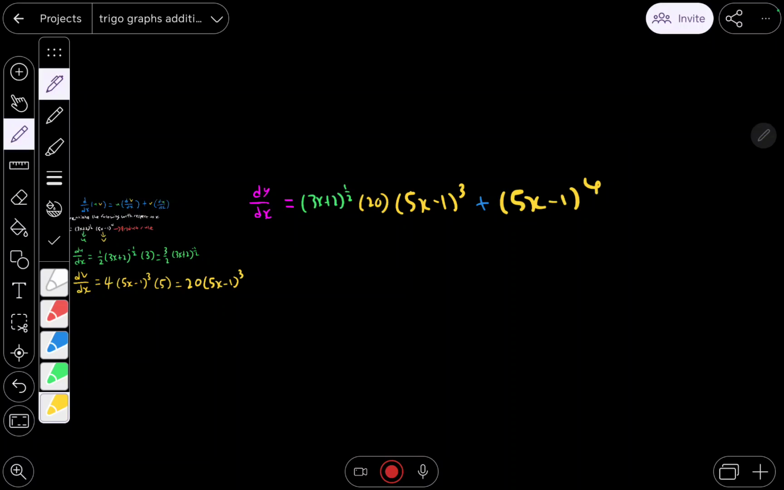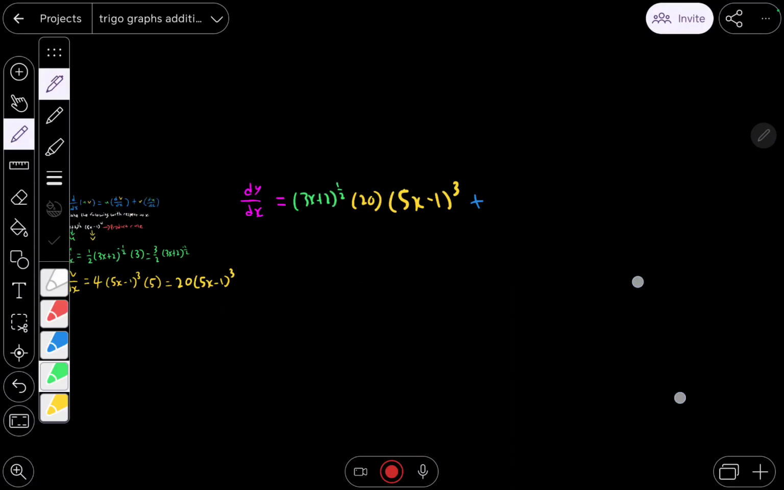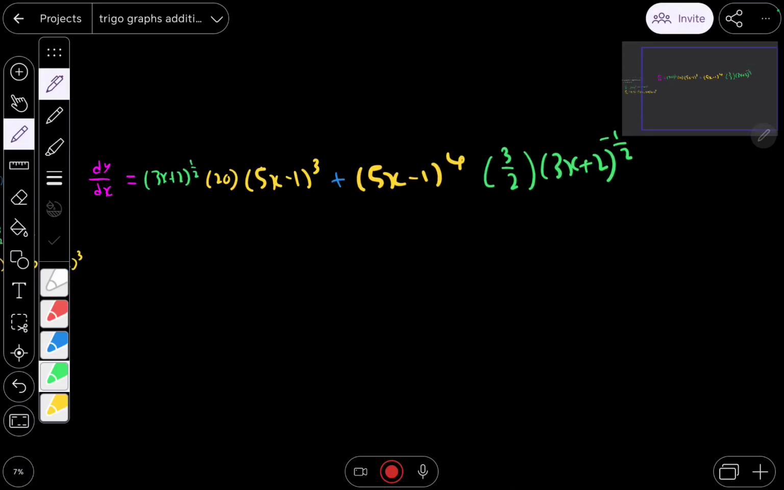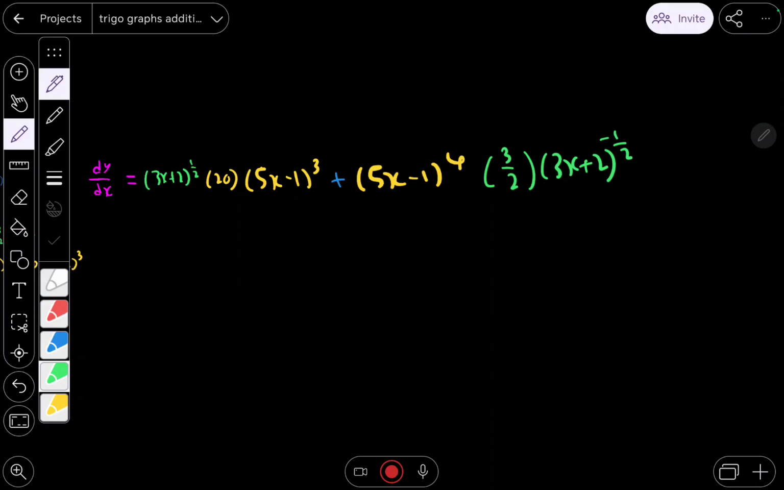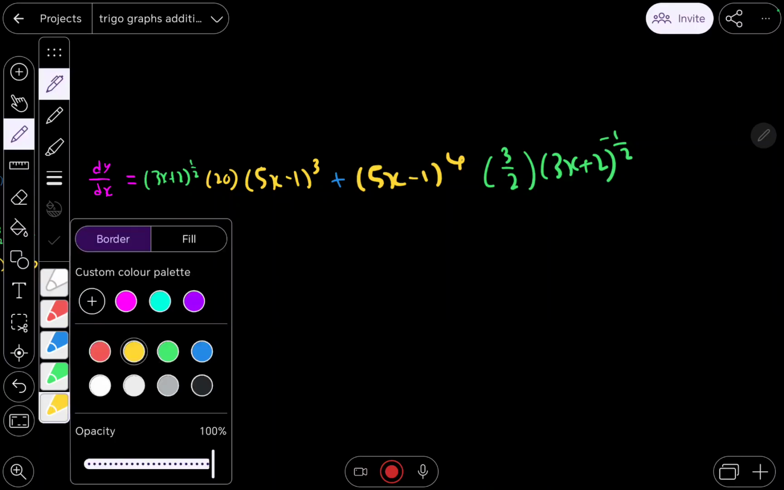Your du over dx will be 3 over 2, 3x plus 2 minus half. Okay, so when you do it like that, now let's start to simplify. But right now, can we simplify or not? Actually, we cannot. Okay, so let me give you extra information.